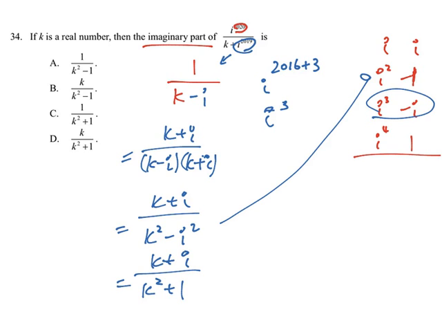So like this. But now the question is asking for the imaginary part. So the imaginary part is here, that means it is 1. So it's 1 over k squared plus 1. So the answer is C.